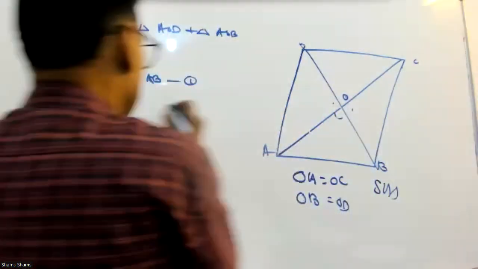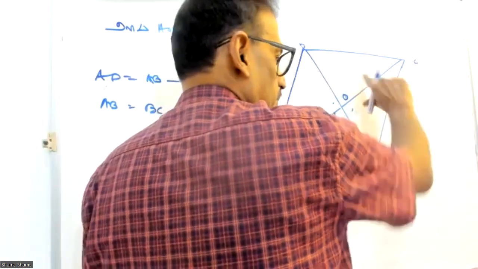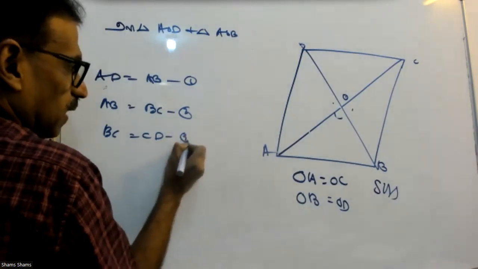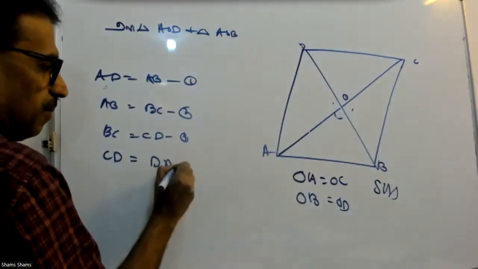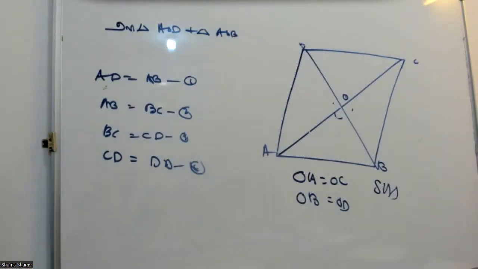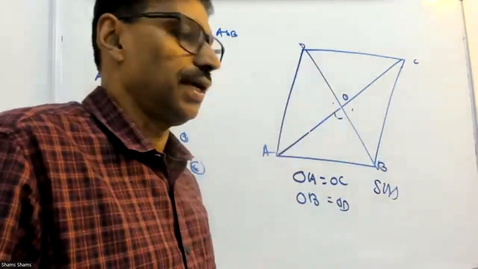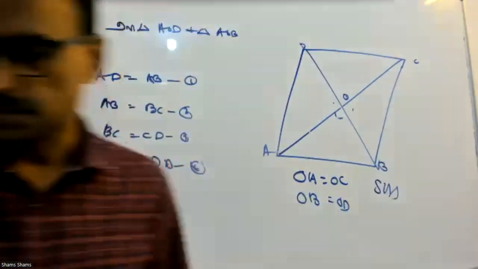Similarly, if you take these two triangles, what will happen? AB equal to BC, number two. If you take these two, BC equal to CD, number three. If you take these two, CD equal to DA, number four. So AB equal to BC equal to CD equal to DA. Happy now? All sides are equal. It is what? Rhombus.